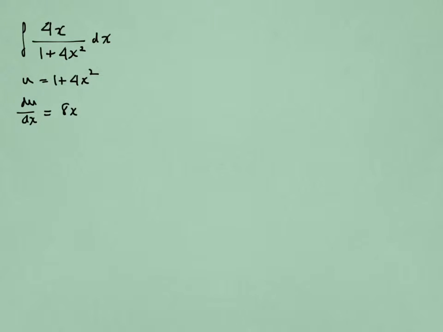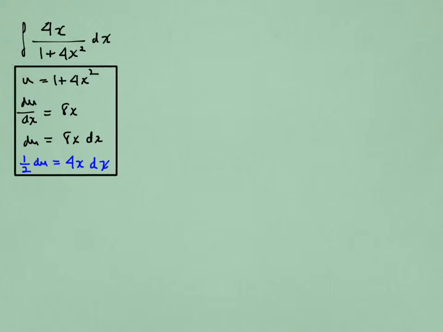If I differentiate that, I get 8x. I don't see 8x in my integral, I see 4x up top, so I'm going to divide everything by 2. Write it as a differential first, and then divide everything by 2. And I have 1/2 du is 4x dx, and we can make our substitution now. I'm going to have the integral, and it'll be 1 over u, because that's all that appears in my denominator. And then the 4x comes at the cost of 1/2 du.